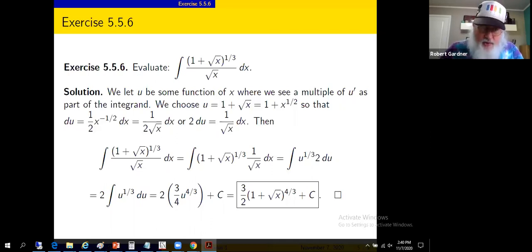The big strategy is I'm going to let u be some function of x, and ideally I want to see u prime sitting there somewhere in the rest of the integrand. I can get away with a constant multiple of u prime because I can move constants in and out of the integral, and I can cross multiply and move constants around between these differentials as we did.